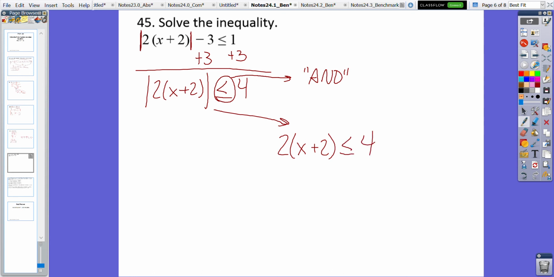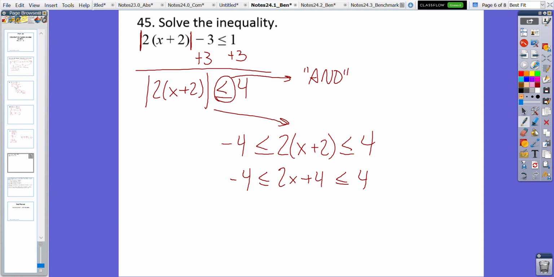Now to give it that compound flavor, here's what I'm going to do. I'm also going to put less than or equal to on the left side of my inequality, and I'm going to put negative 4 there. Once again, it's an "and" inequality. This is the way I would write this. I'm going to go ahead and distribute my 2. It gives me 2x plus 4 less than or equal to 4 on the right side, and less than or equal to negative 4 on the left side.